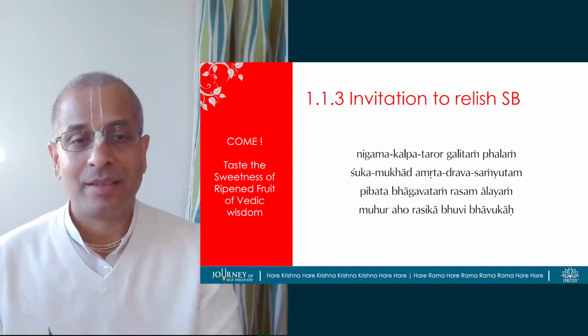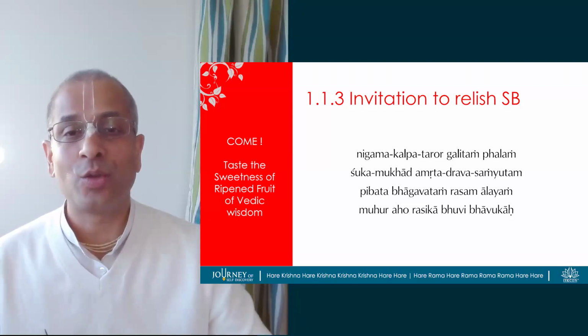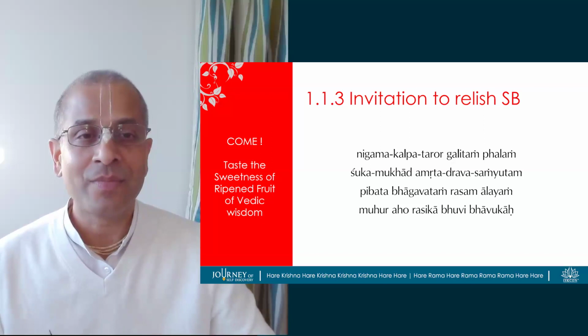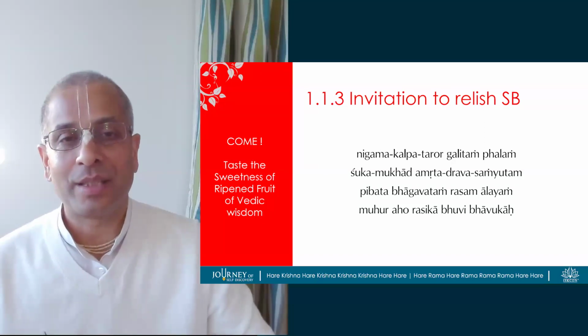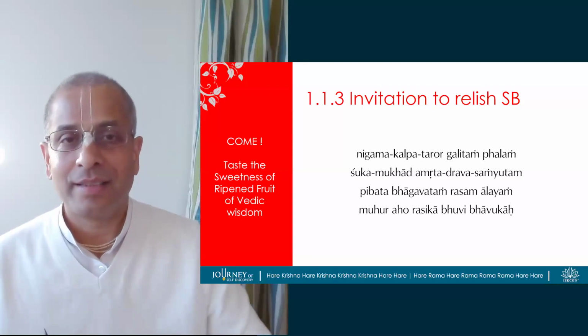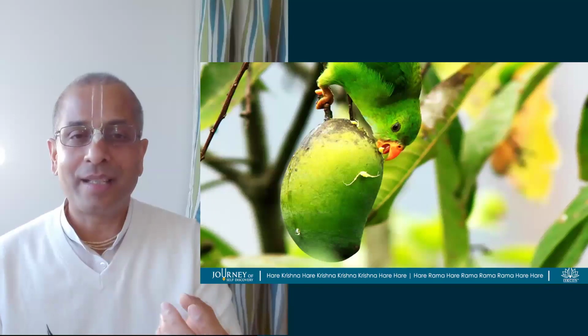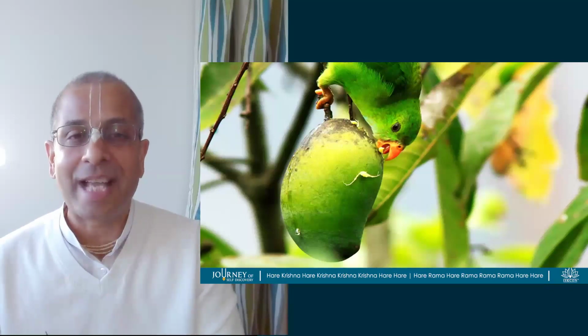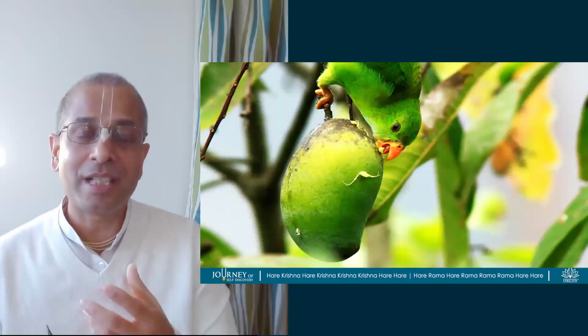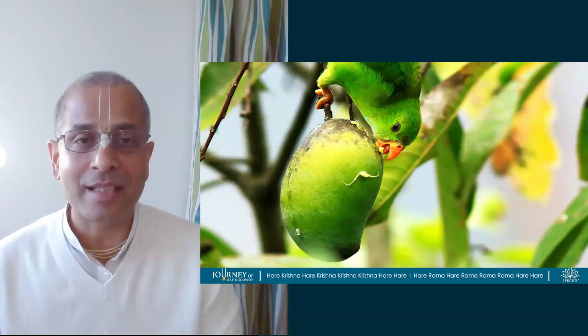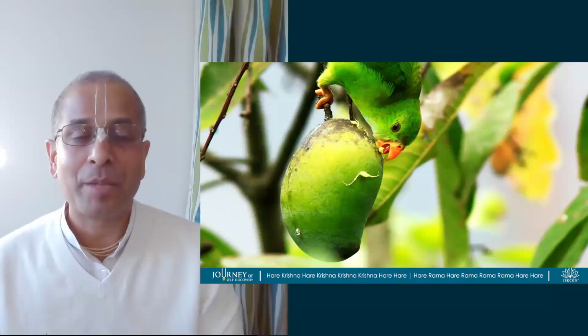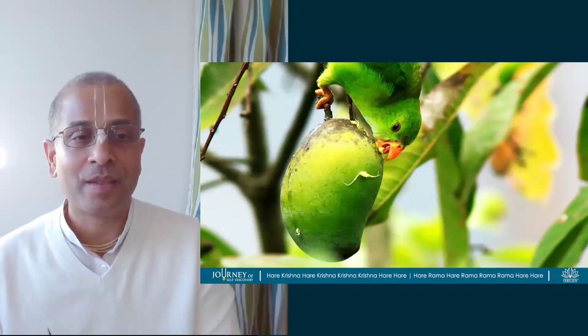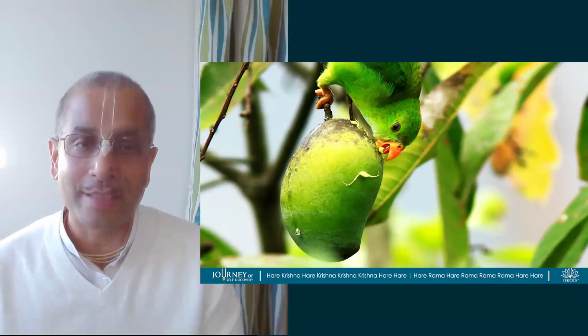It is already sweet, but now something else has happened with that. Shuka Mukhad Amrut Drava Samyutam. Shuka is parrot, like in Sanskrit, the word Shuka means parrot. And when the ripened fruit is cut by the beak of a parrot, it is said that the flavor of that fruit is enhanced further. So similarly, Srimad Bhagavatam is already sweet, already transcendental, very relishable. But because now it is spoken by Shukadeva Goswami, who is compared to the parrot here, it has become even more tasty, more relishable.